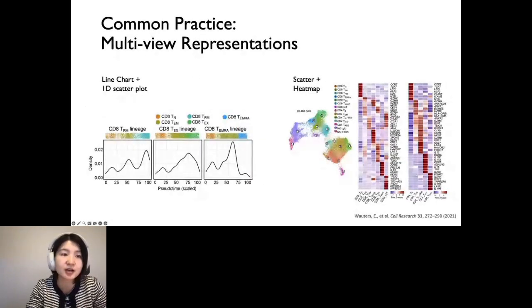Also, there are some common practices that we found very interesting during our analysis. First, even though all the visualizations used in our analysis are standard visualizations, like line charts, scatter plots, and heat maps, we also see some novel-looking visualizations created by combining different visualizations together into multi-view representations of the same data, so that people can have more perspectives in one single visualization.